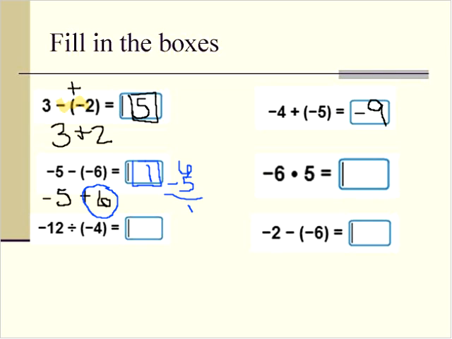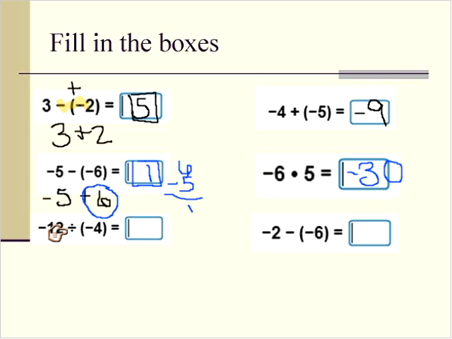For my fourth problem, now I am turning to multiplication. So 6 times 5 is 30. And because they are opposite signs, meaning one is positive and one is negative, my answer will be negative. So negative 30 for my answer there.